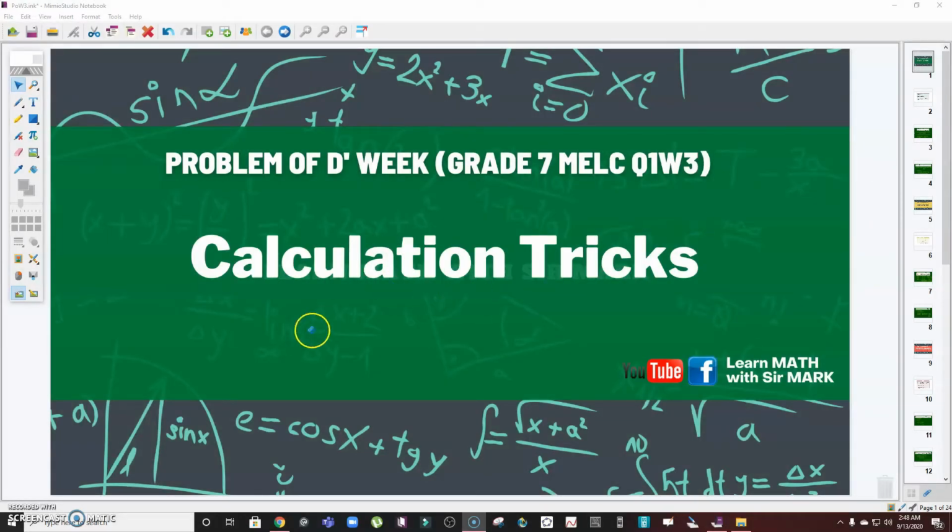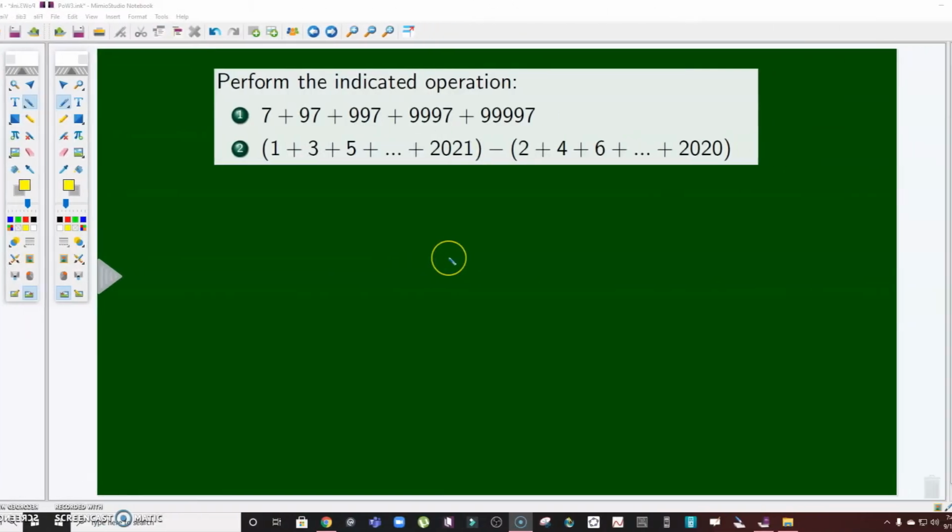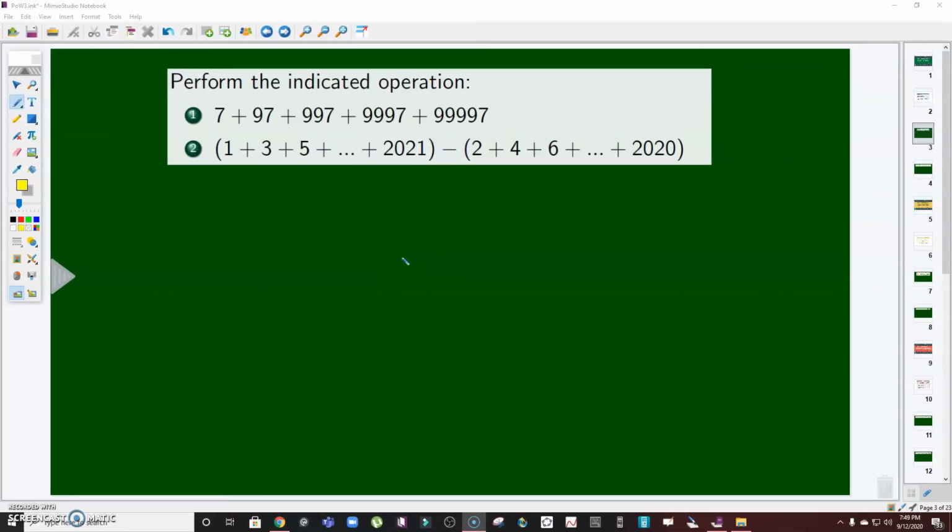So if you're ready, let's begin. Okay, so here's the instruction. Perform the indicated operation. Number 1: 7 plus 97 plus 997 plus 9,997 plus 99,997.